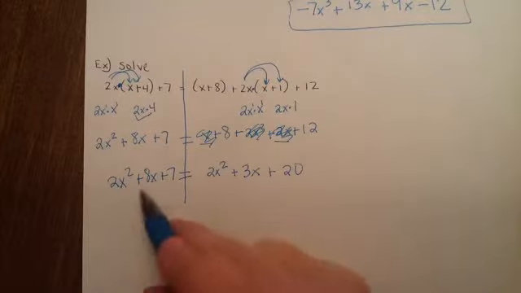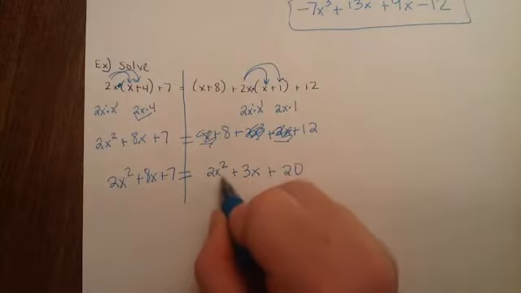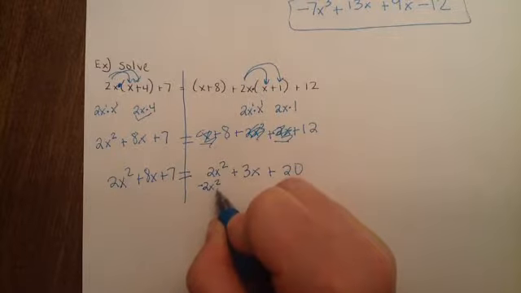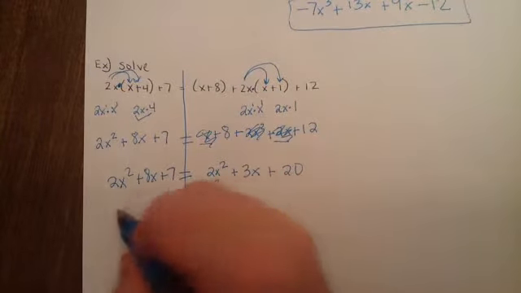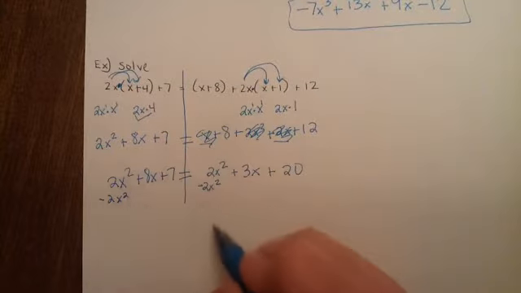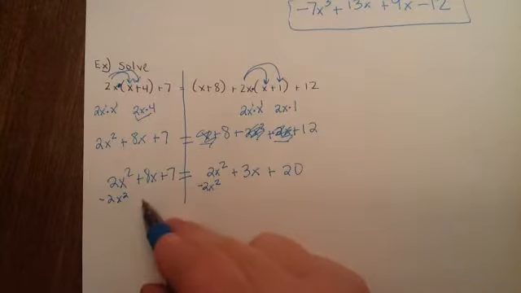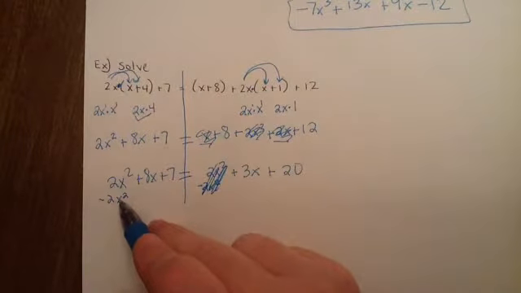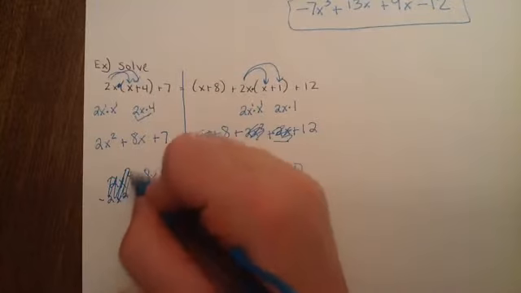So let's get all my x squareds on the same side. How do I get rid of a 2x squared? Minus 2x squared. And what do I do on one side? Must do on the other. I'm going to line it up right underneath the piece that matches. So I should only do it once on each side. These cancel. And what happens over here? These cancel as well.